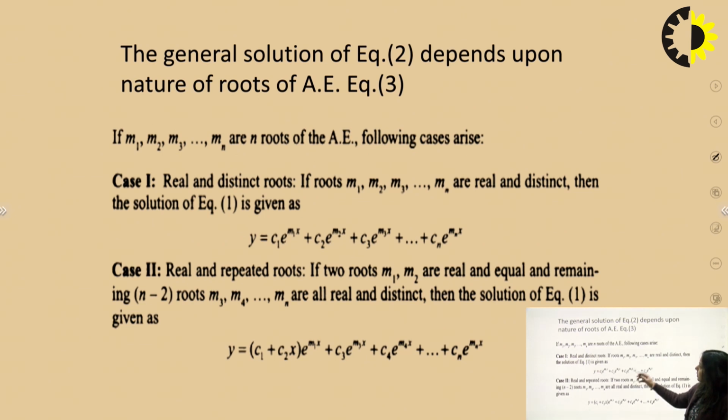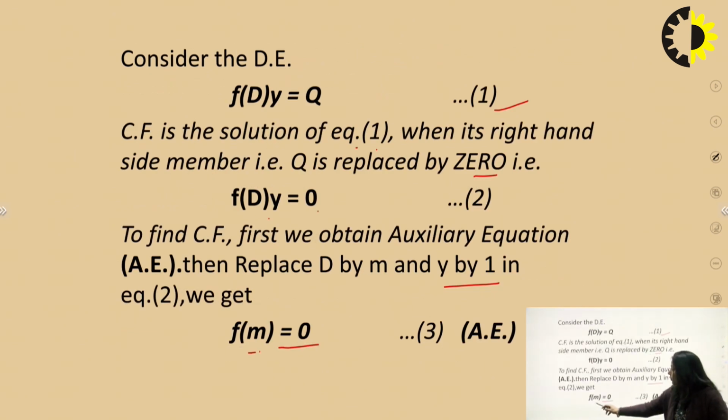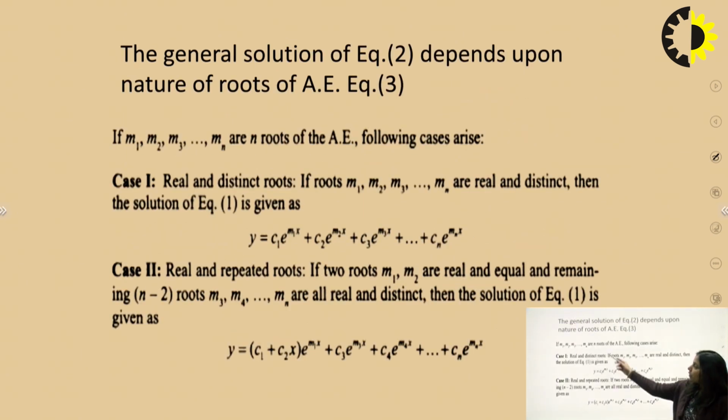So here some cases arise. Case 1: real and distinct roots. Firstly we assume that the roots of this equation are m1, m2, m3 up to mn, and in the first case all roots are real and distinct. Then the complementary function of the equation is c1 e^(m1 x), this term is for root m1, plus c2 e^(m2 x) for root m2, plus c3 e^(m3 x) for the third root, plus up to cn e^(mn x) for the nth root mn.